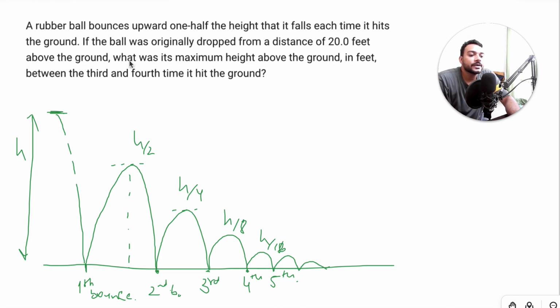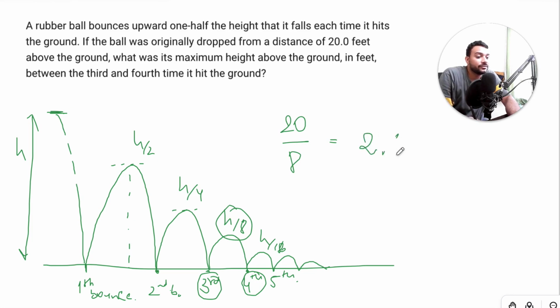They're asking you what was its maximum height above the ground in feet between the third and fourth time it hit the ground. Third, this. Fourth, this. What's the maximum height? h by 8. h is 20, 20 over 8, which is 2.5 feet. So it's as simple as this, the question.